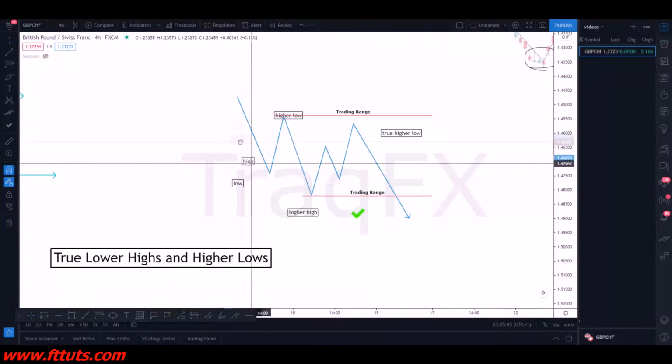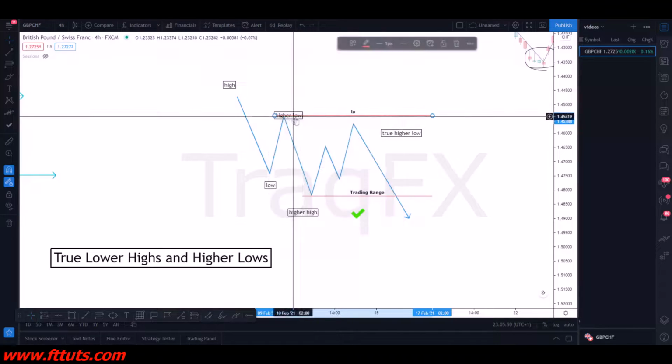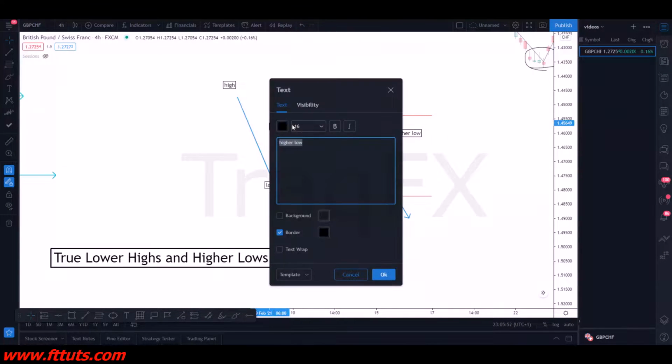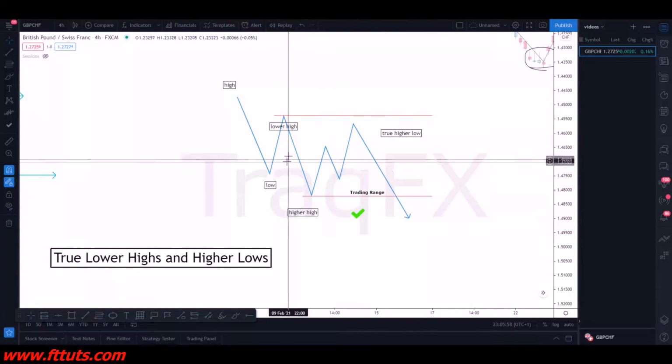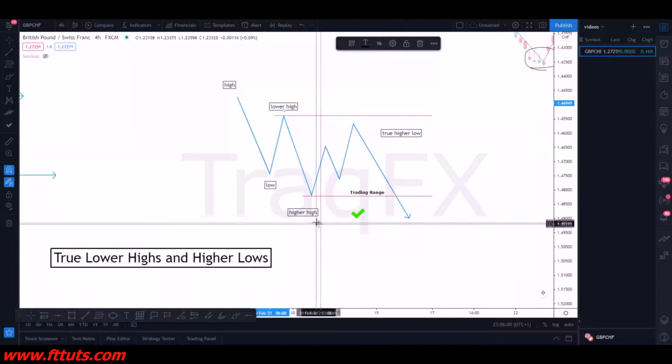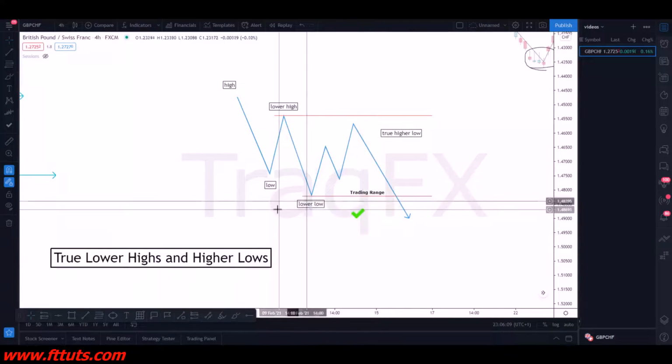And vice versa, right here we have a high, we have our low, and then we have a lower high. Let me just change this. Boom. So we have a lower high, and then we have a lower low. I'm on my new laptop, and it's really hard to type on this. So then we have our lower low.